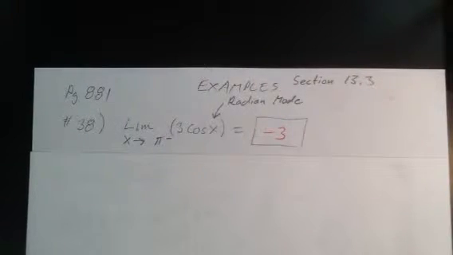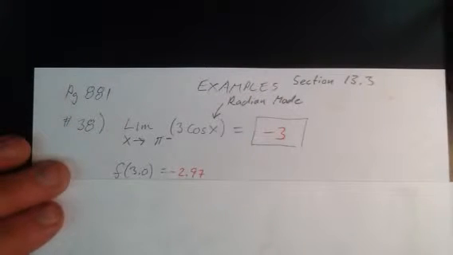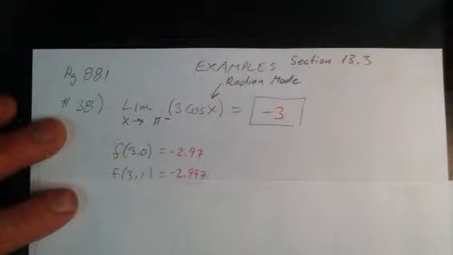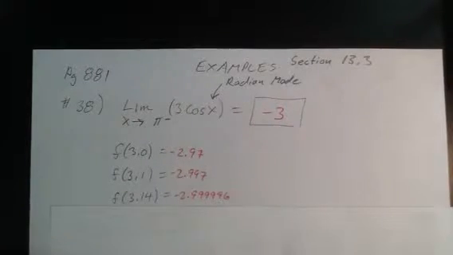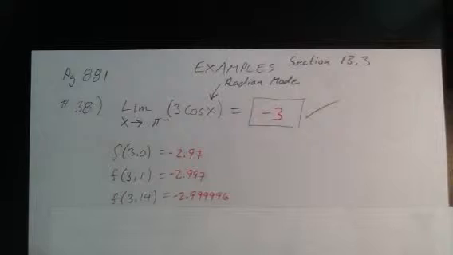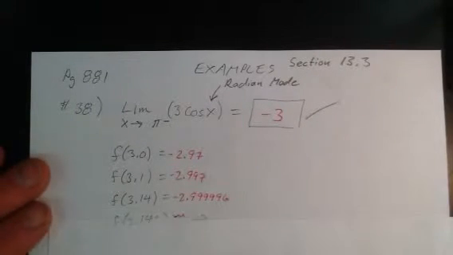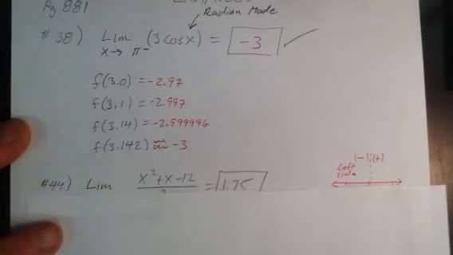All right. So what I did here is it's just plug and chug. I used my calculator, and I just got closer and closer to pi. And it's quite obvious that the closer and closer I get to the value of pi in my calculator, the closer and closer I get to a value of -3. All right, so that was pretty straightforward. Now, let's take a look at this next one.